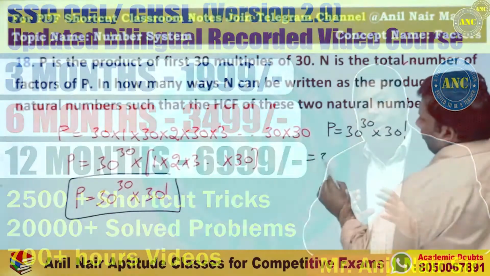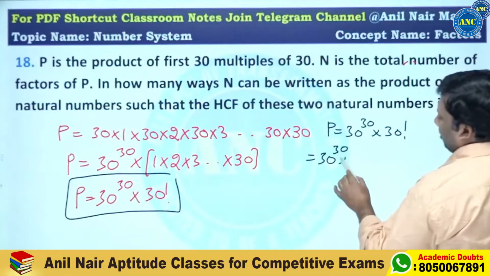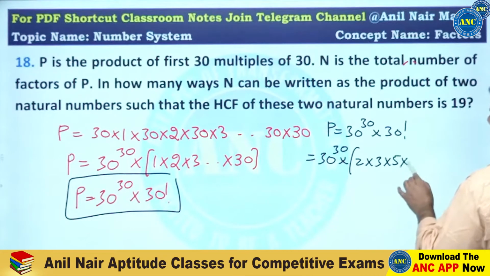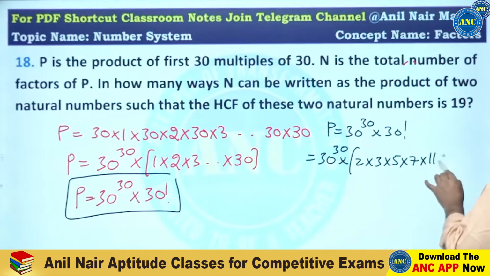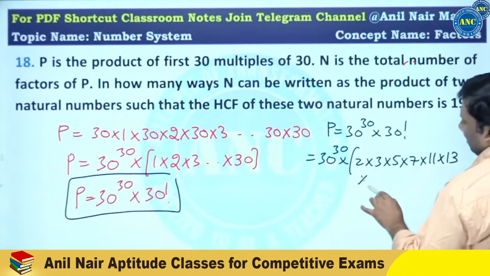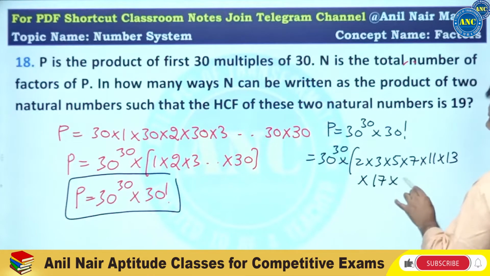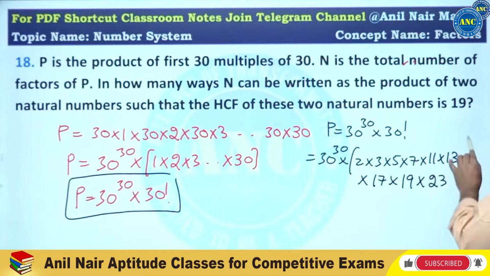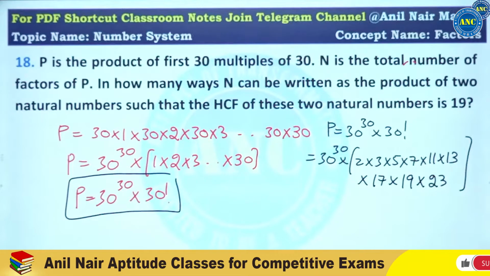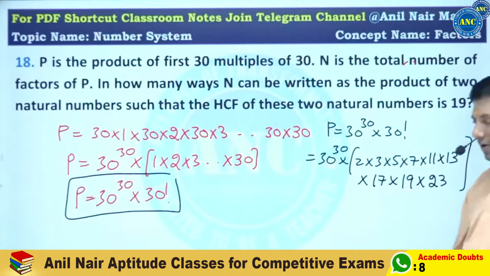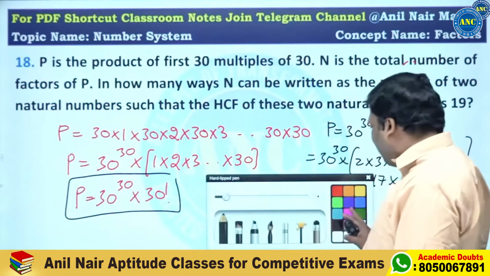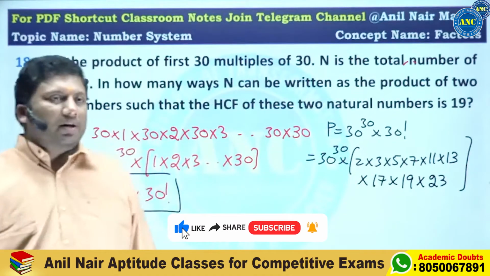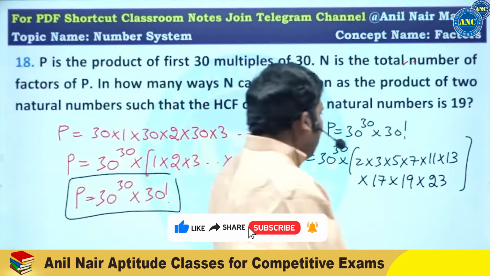30 factorial. What are all the prime numbers from 1 to 30? It is 2 power something, 3 power something, 5 power something, 7 power something, 11 power something, 13 power something, 17 power something, 19 power something, 23 power something. We will determine that something, the highest powers. Any factorial can be written as a power of prime bases.